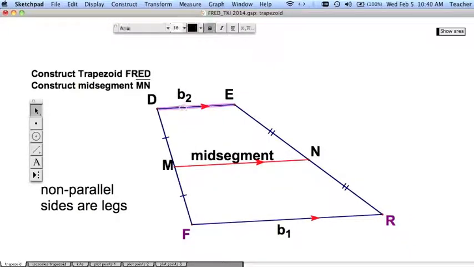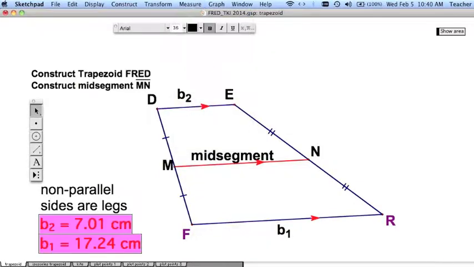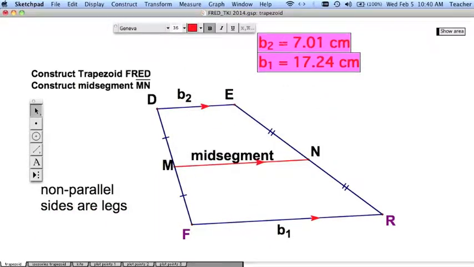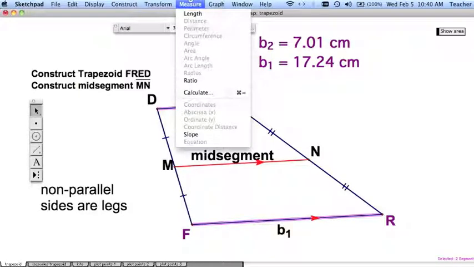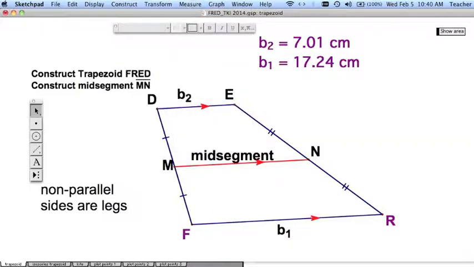We're going to measure. Select the two bases and measure your length. Now your length comes up here. You may have to go under calculate, but I'm going under measure. You see where it says length? Just click this segment, and then you do that.